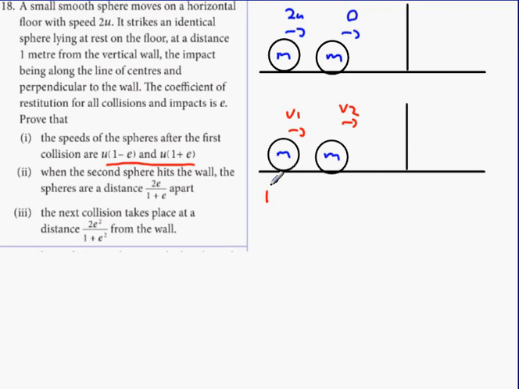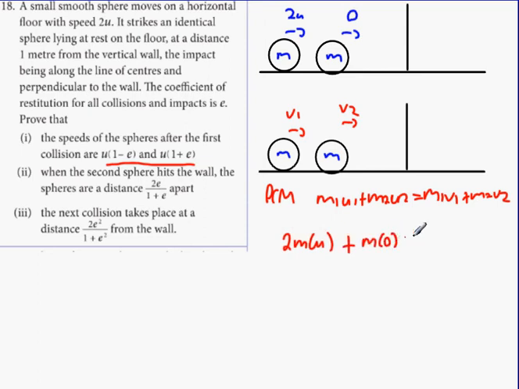Okay, so let's do PCM. M1U1 plus M2U2 equals M1V1 plus M2V2. So the PCM formula will be 2M times U plus M times 0 equals MV1 plus MV2. V1 plus V2 equals 2U.